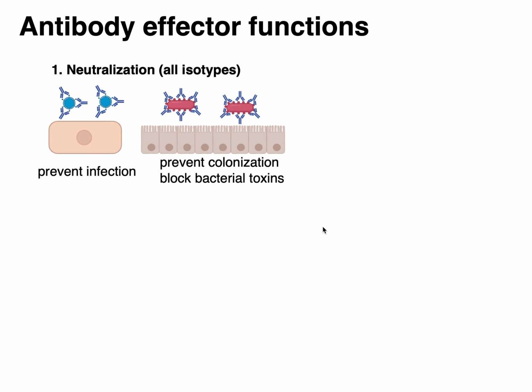Well, importantly, antibodies mediate neutralization. And what that means is they can prevent infection or prevent colonization by binding directly to these pathogens. So here's a virus, for example, and these antibodies that are specific for the viral spike protein have blocked the ability of that viral spike protein to bind to its target cell and enter that target cell and infect it. And so this is called neutralization.